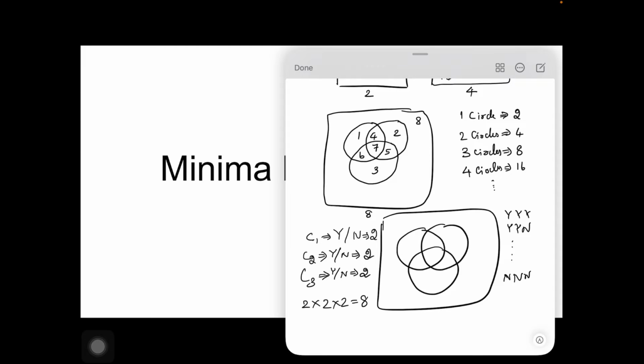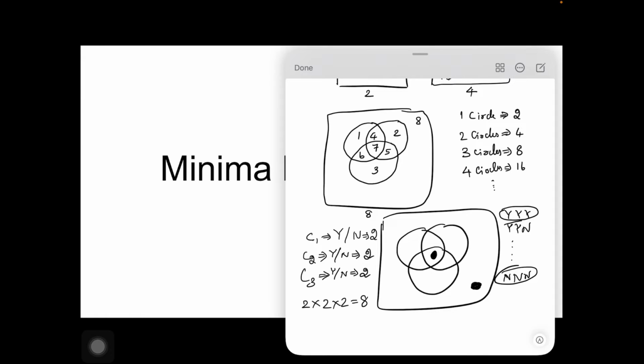For example, if somebody says my region belongs to yes circle 1, yes circle 2, yes circle 3, which means this is the region which is present in all 3 circles. This is this internal region. When somebody says no, my region does not belong to any of the 3 circles, then that region corresponds to this region number 8, which is outside all 3 circles.